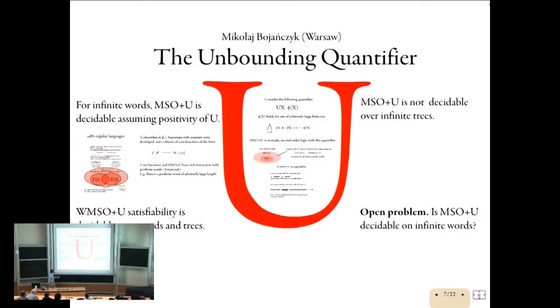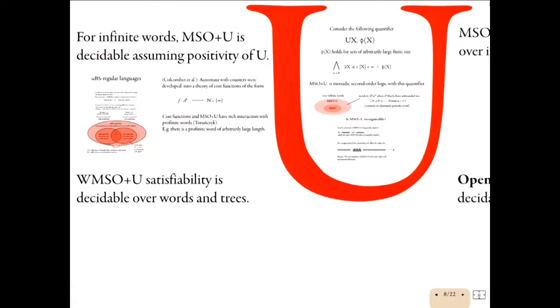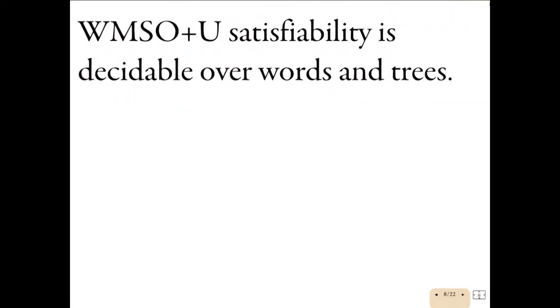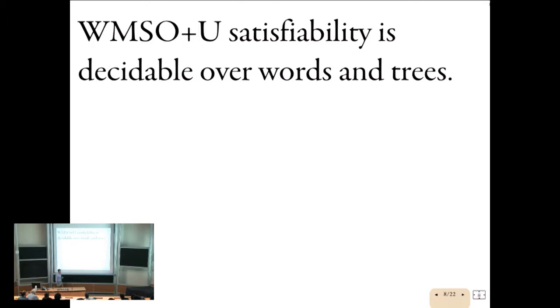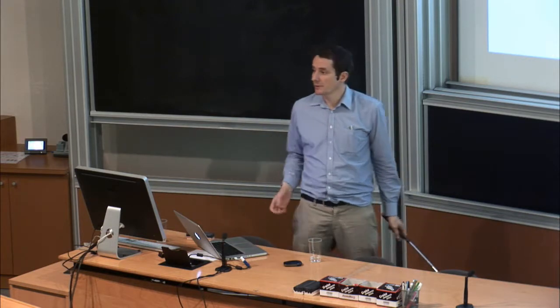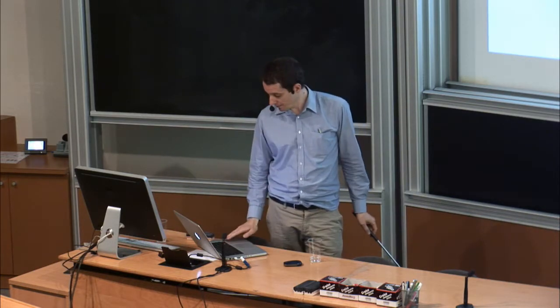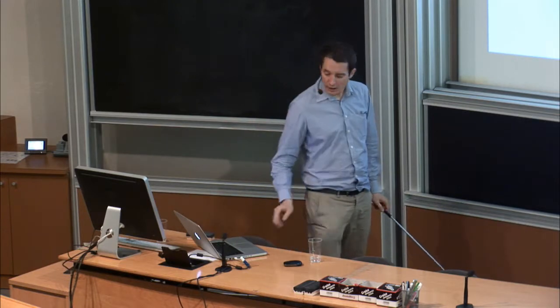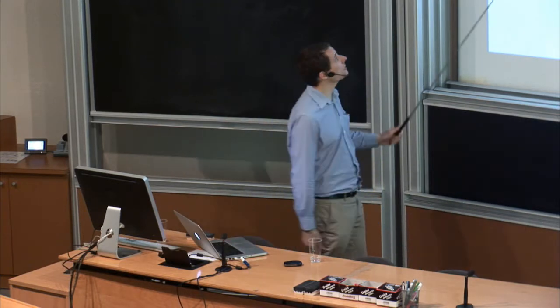Now I will tell you a little bit about the weak fragment. So there's a series of results about weak MSO+U. So now you can only quantify over finite sets, and you have the U quantifier. And this turns out to be exceptionally well behaved. So all of them are decidable. And maybe I make a little point that's not completely obvious.